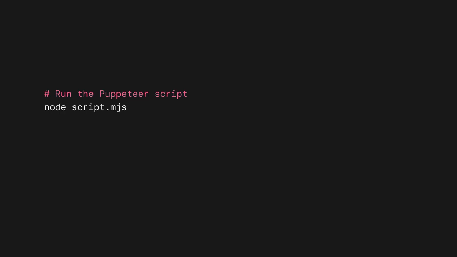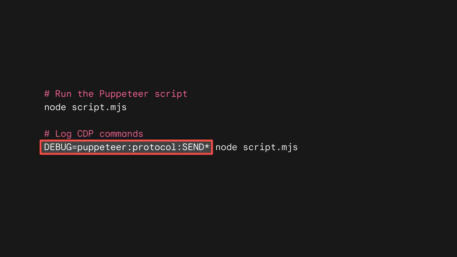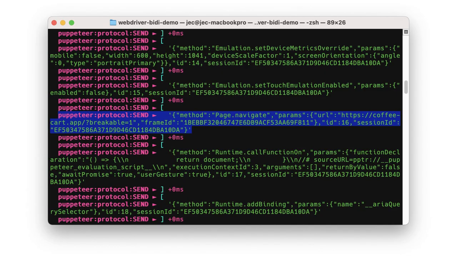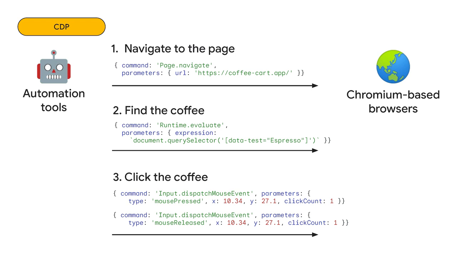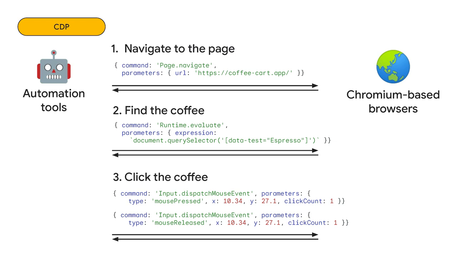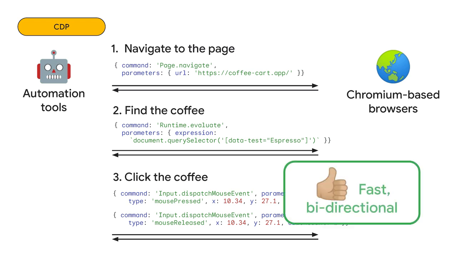Alternatively, if you want to inspect all CDP commands in a Puppeteer script, you can set this debug variable when running the script. Here is an example of the logs. In general, these are the commands that run behind the scenes. And because CDP uses WebSocket, communications are bi-directional by default. Once the browser completes the request, it can push an event back to the tools. No polling needed to wait for the coffee, which makes it super fast.